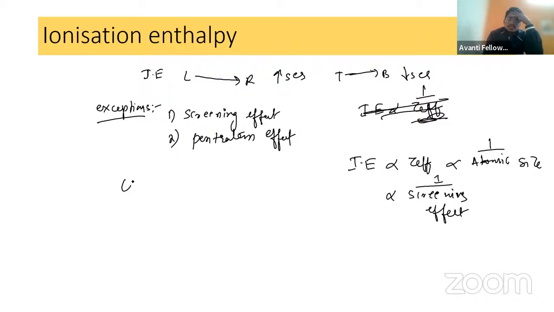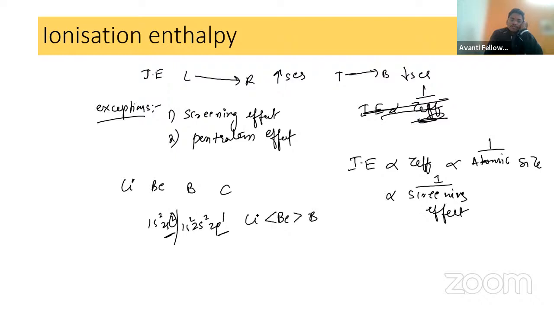But there are some exceptions like lithium, beryllium, boron, carbon, like that. If anyone is asking, what is the ionization enthalpy order? Beryllium is 1s2, 2s2, and boron is 1s2, 2s2, 2p1. Here it is completely filled and here it is a singly unpaired electron. Because of completely filled and high penetration effect, beryllium is having more ionization enthalpy than boron. Compared to lithium, beryllium is higher, but boron is lower than carbon, and it is normal only.